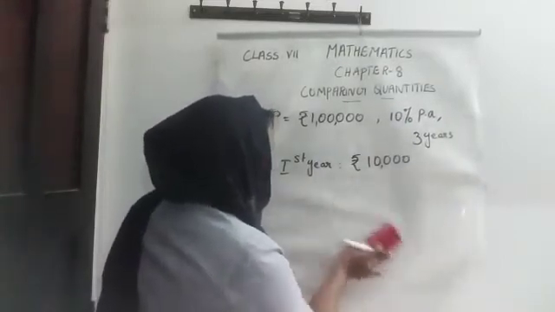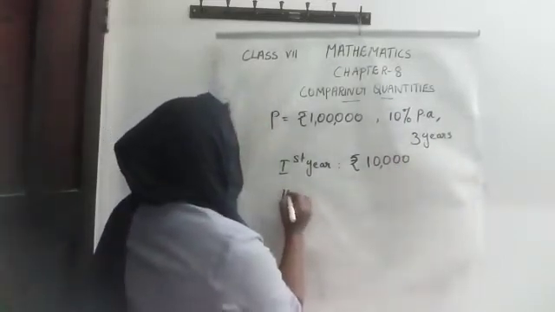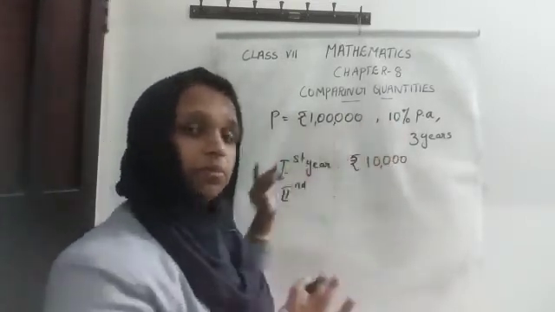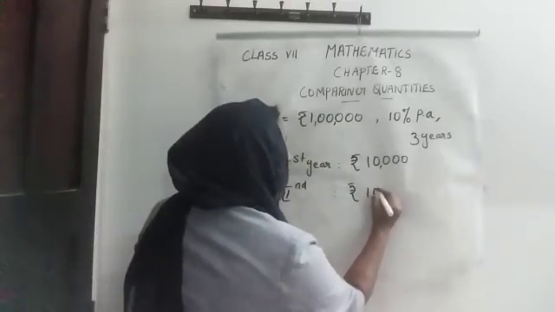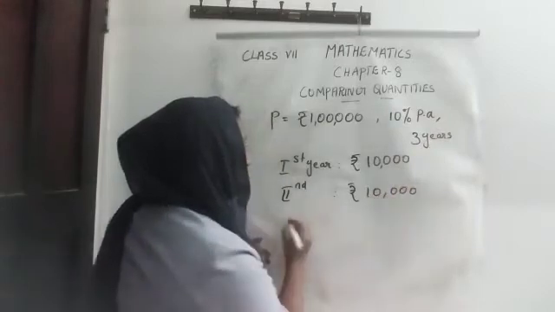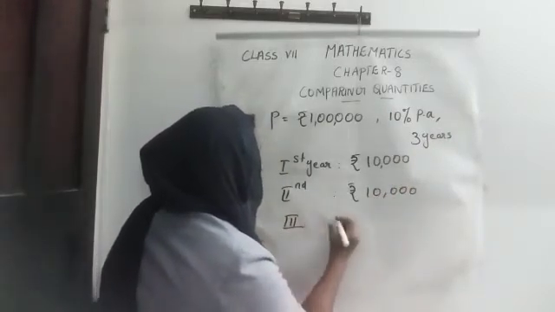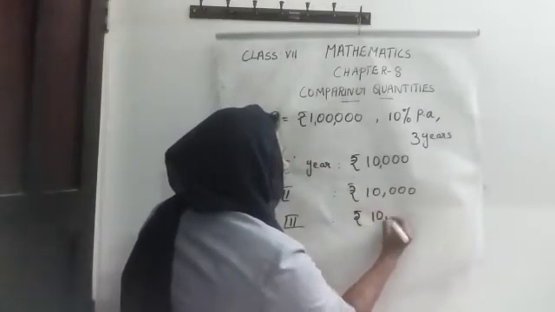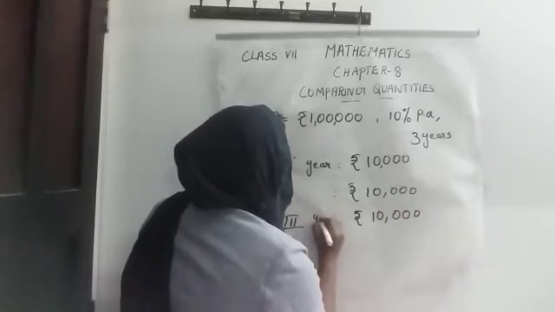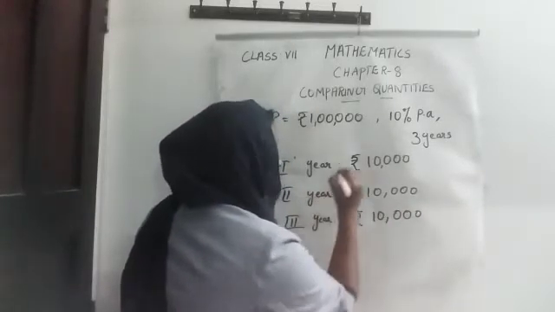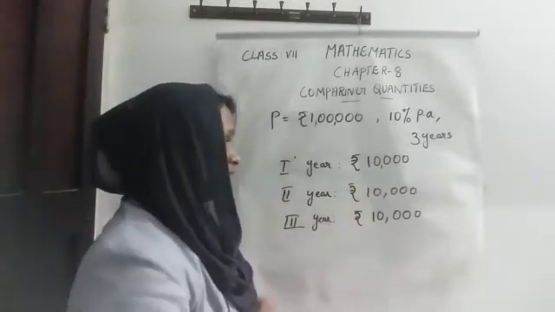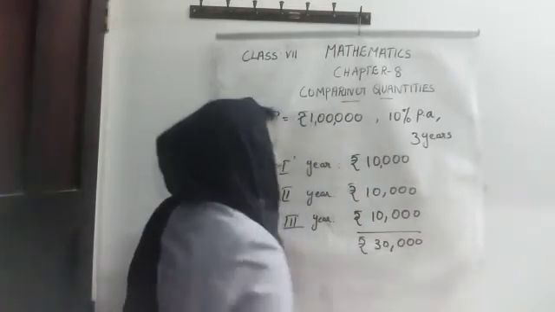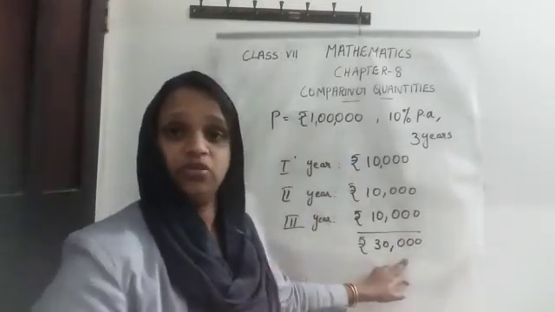Now, for the second year also, the 10% is calculated on which amount? The principal amount itself. So that is also rupees 10,000. And for the third year, it is rupees 10,000 itself. So in total, rupees 30,000 is the interest. Rupees 30,000 is the interest I have to pay to the bank.